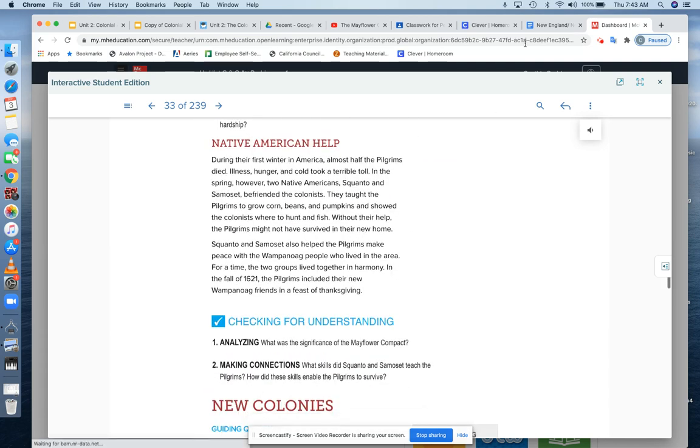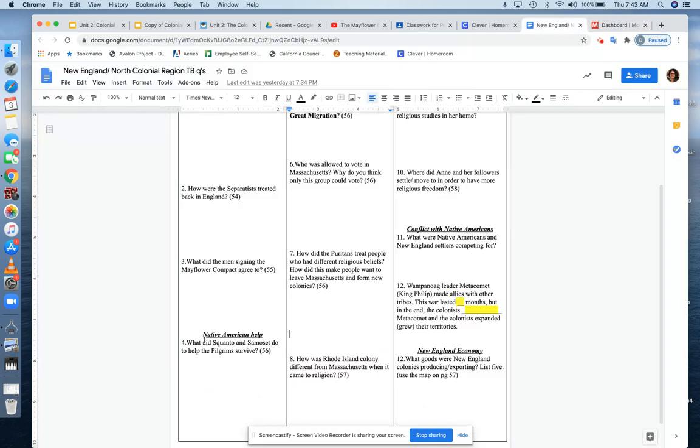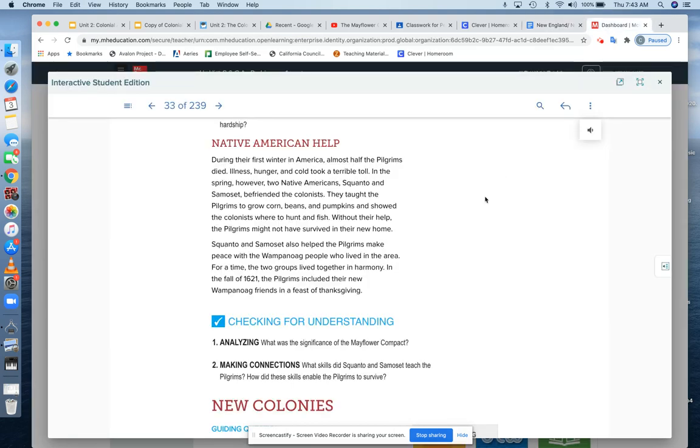And then the next section of your questions says Native American help. What did Squanto and Samoset do to help the Pilgrims survive? Native American help. During their first winter in America, almost half the Pilgrims died. Illness, hunger, and cold took a terrible toll.